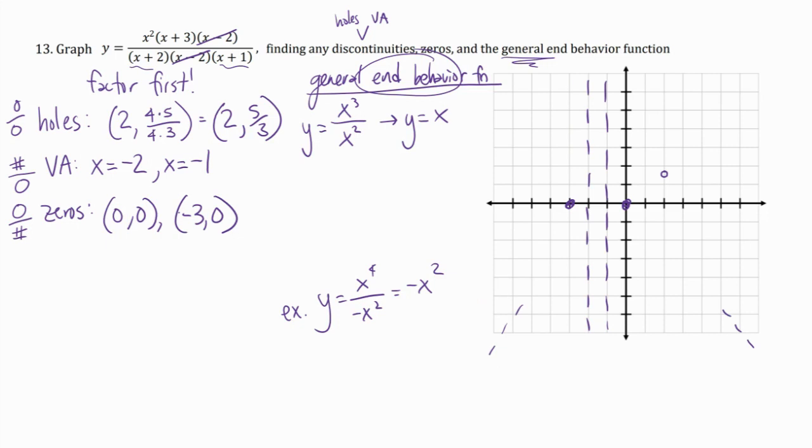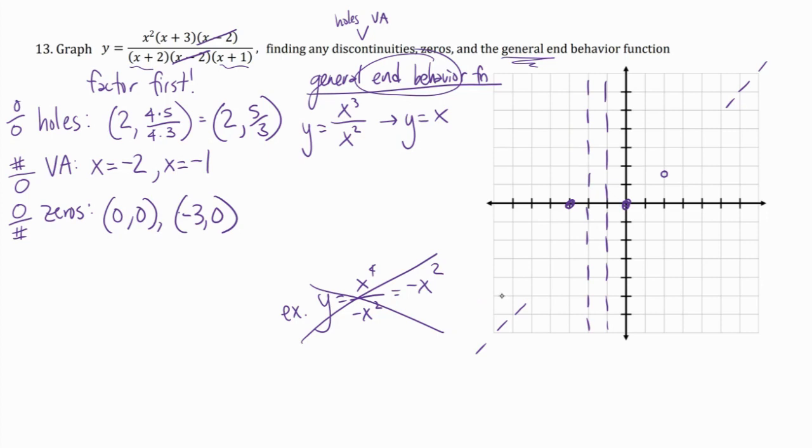So the general end behavior function, again, is just a way to get your end behavior, but not have to go through the whole process of doing long division. It's just an idea of what your graph looks like, and my graph isn't going to be exact anyway. So this is what I want from you when you're graphing. And then we're going to go ahead and fill in our graph.